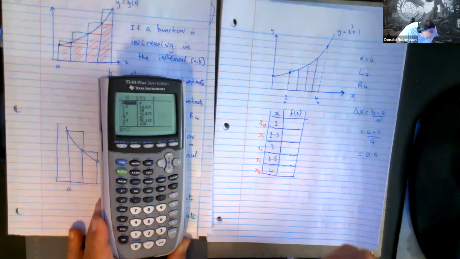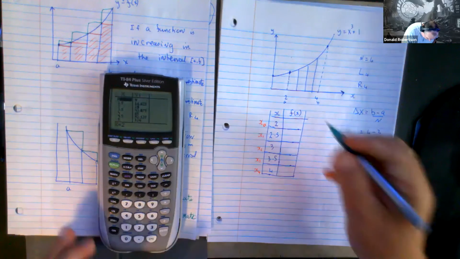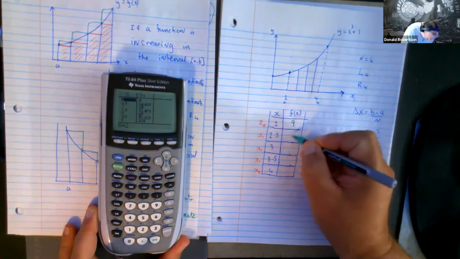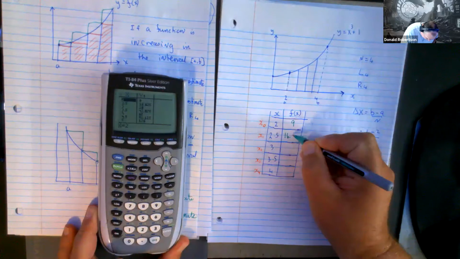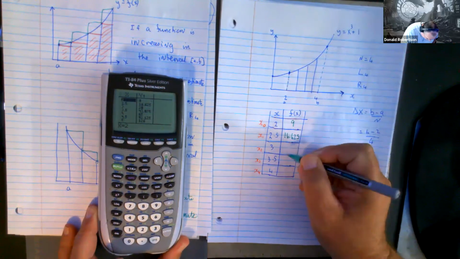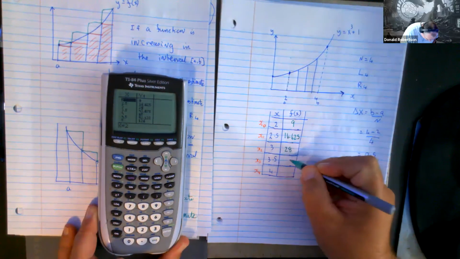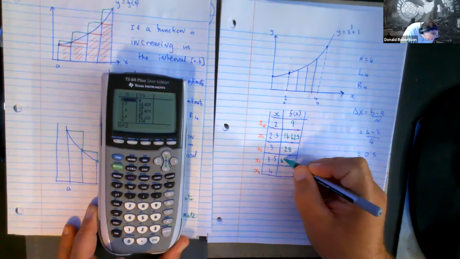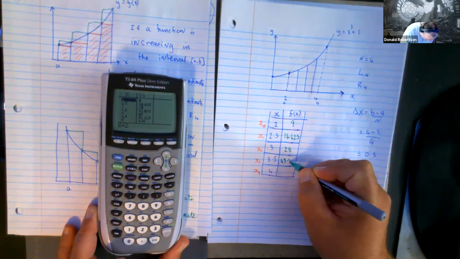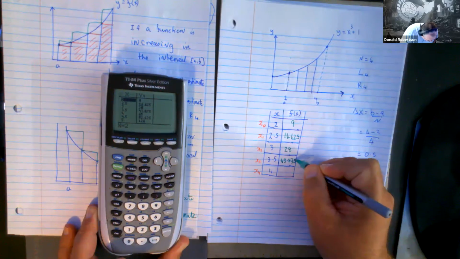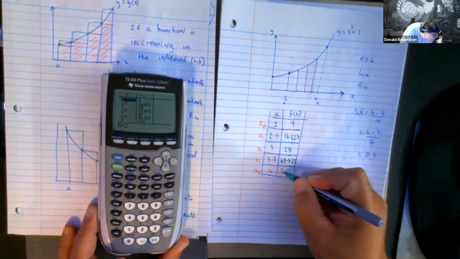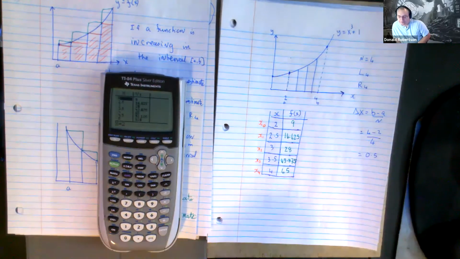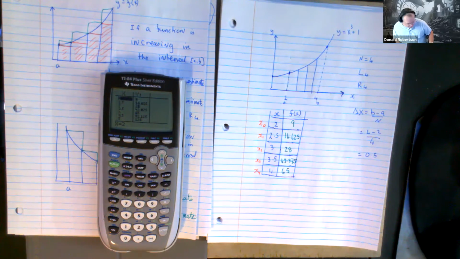And the answers are 9, 16.625, 28, 43.875, and finish with 65. We're comfortable with this? I mean, it's more laborious than difficult, right? We got all the numbers.